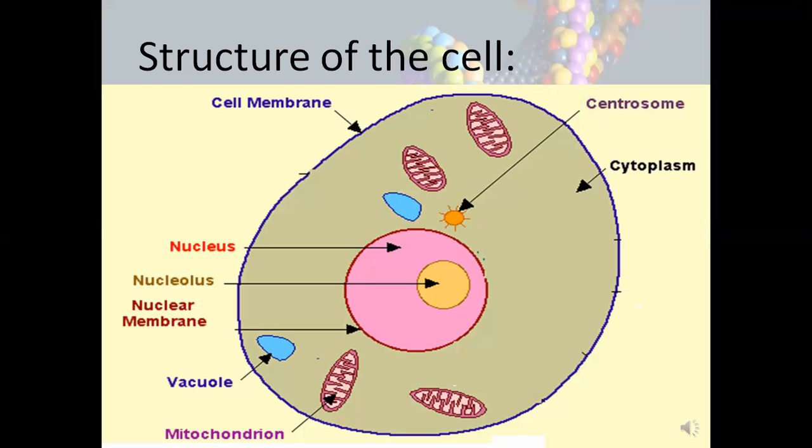So this is the structure of a cell containing the cell membrane, the nucleus, centrosome, cytoplasm, and mitochondria, which is the source of energy. This is what I said to you before, it's like the hot dog, for example. So this is the mitochondria. This is the source of energy inside the cell.